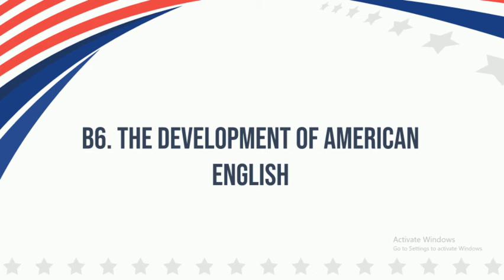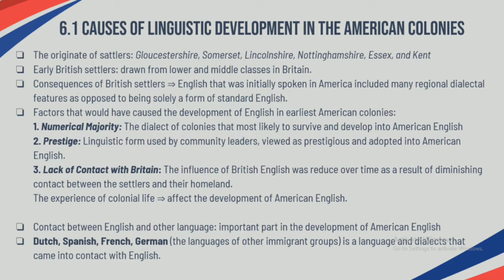My name is Tasha Namira, and I'm going to present the next slide about causes of linguistic development in the American colonies. The first one is the origin of settlers, who came from various areas such as Gloucestershire, Somerset, Lincolnshire, Nottinghamshire, Essex, and Kent. Early British settlers were drawn from lower and middle classes in Britain.